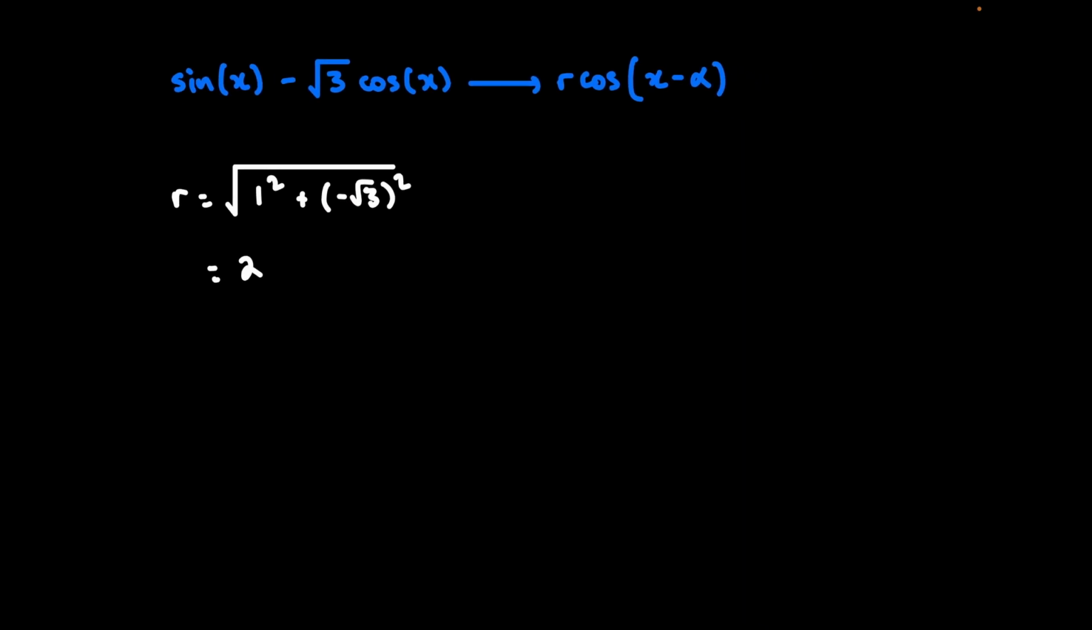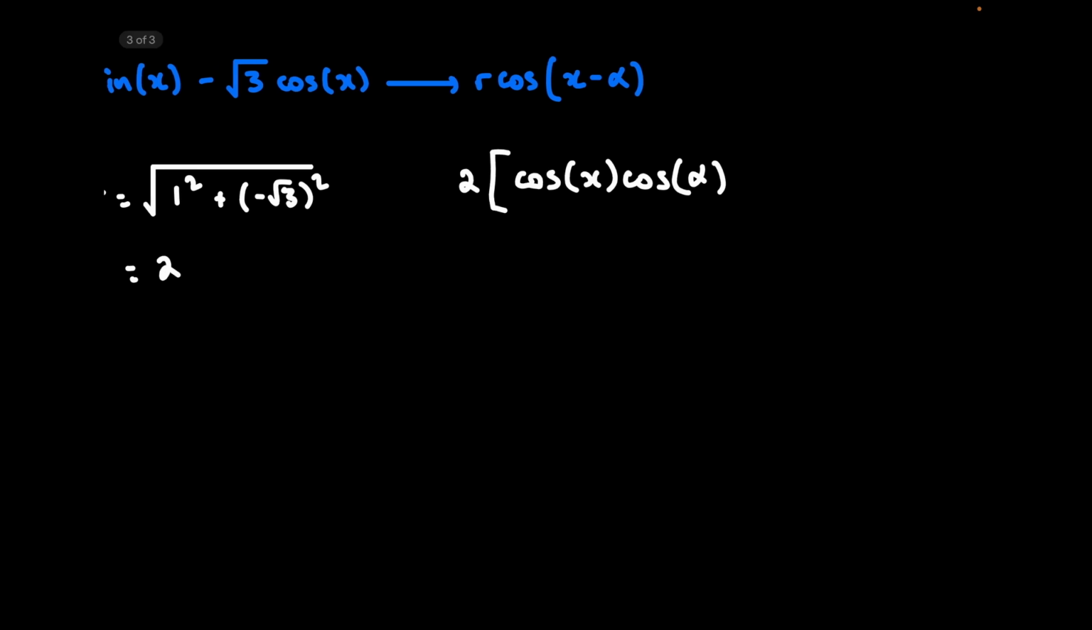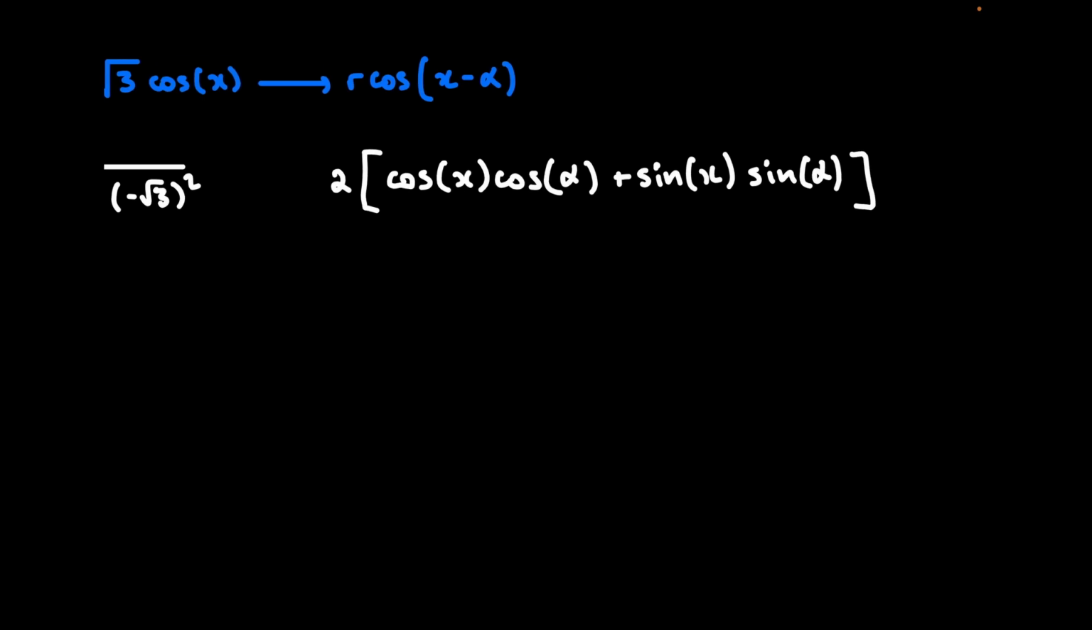To work out the value of alpha, I'm simply going to expand this side of my auxiliary equation using the cos addition identity. So we can say that we have 2 times, in brackets, cos of x times the cos of alpha, plus the sine of x times the sine of alpha. And if you're unsure of how I did this, I do have another video on the addition identities. So you can have a watch of that before you watch this.